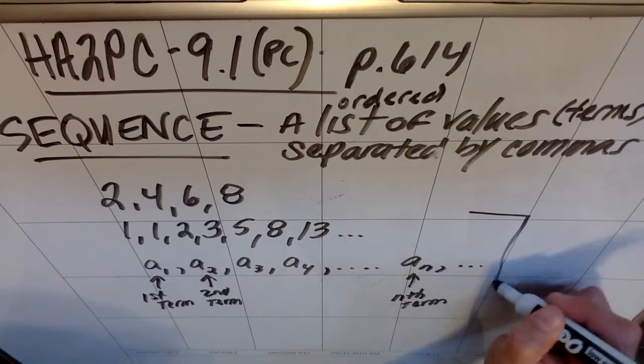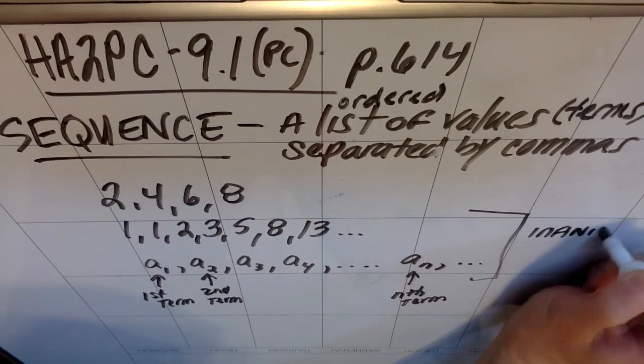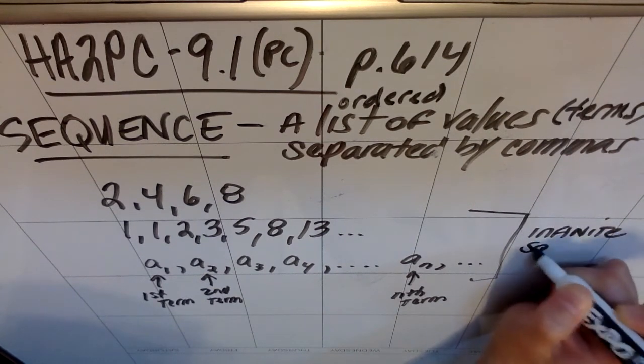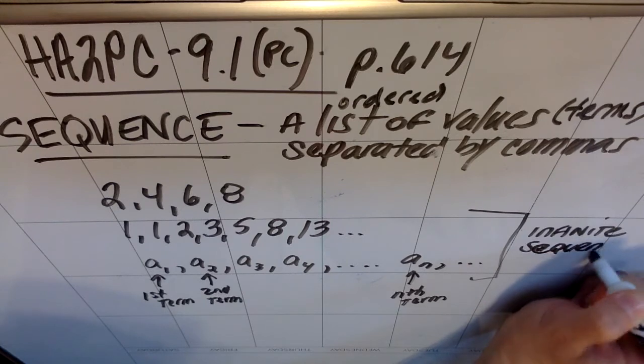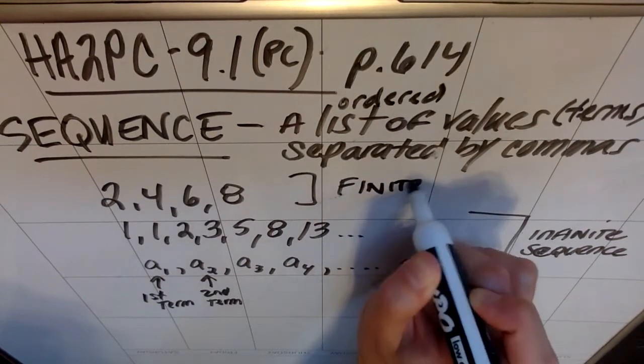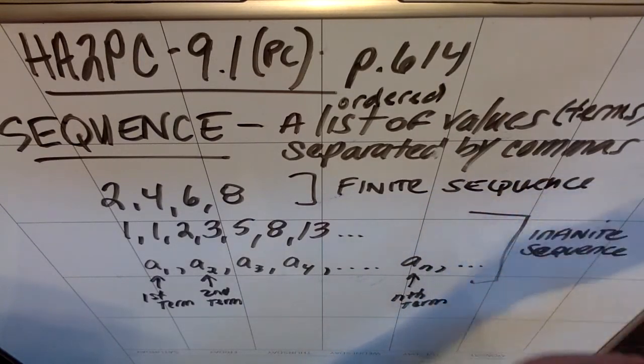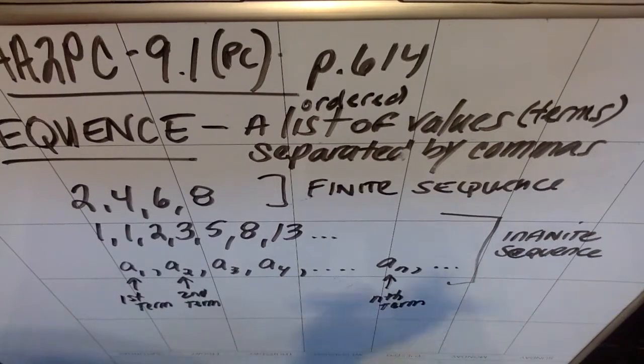Both of these are examples of an infinite sequence. Each one of these is an infinite sequence. This is what we would call a finite sequence. It only has 4 terms. You could have a sequence with a whole lot of terms, like 100 terms, and it would still be a finite sequence. But this ellipsis at the end means that the sequence goes on forever.